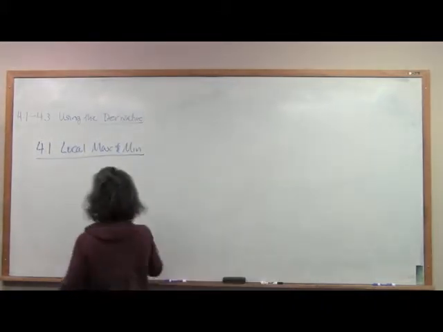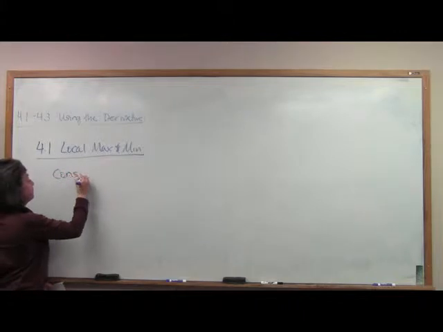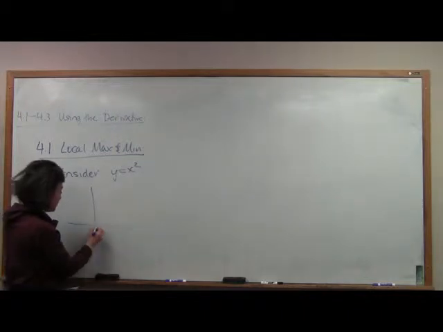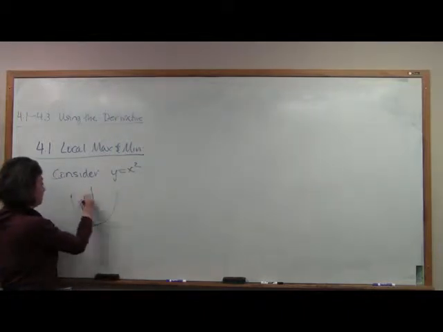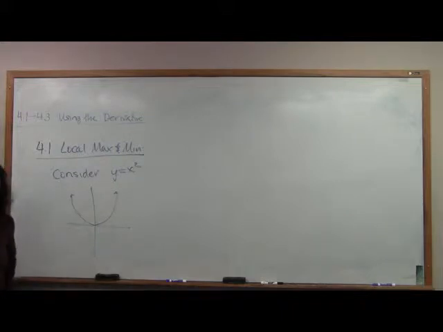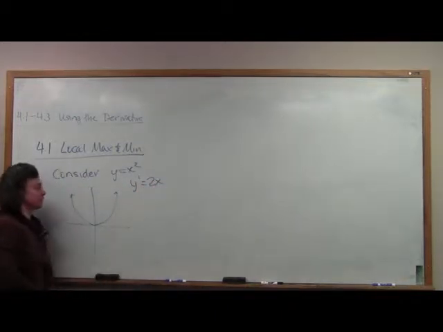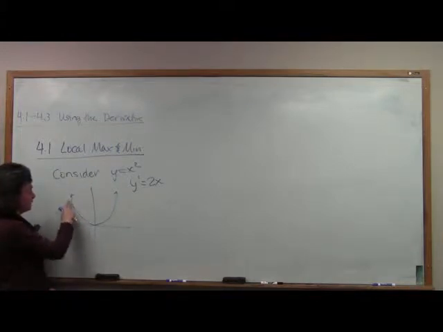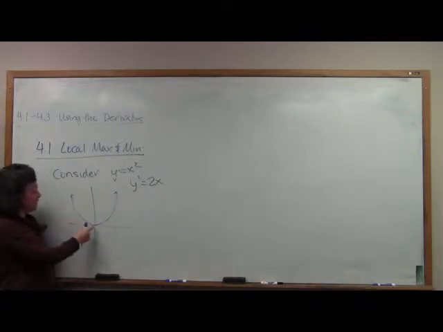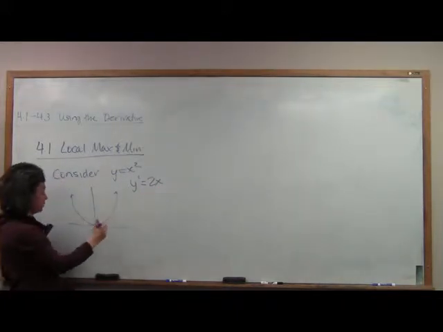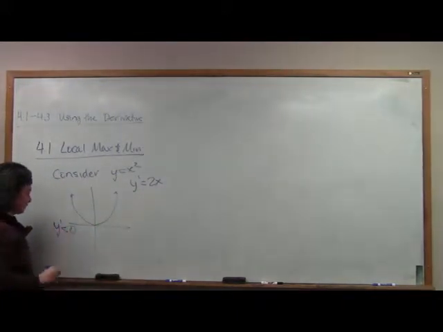So let me first start out by motivating this by saying let's consider one of our very favorite functions to refer to, y equals x squared. And let's relate this to what we know about our derivatives. Well, first off, we can compute the derivative. The derivative is 2x. And if x is less than 0, clearly if I plug a negative number into my derivative, I'm going to have a negative derivative.